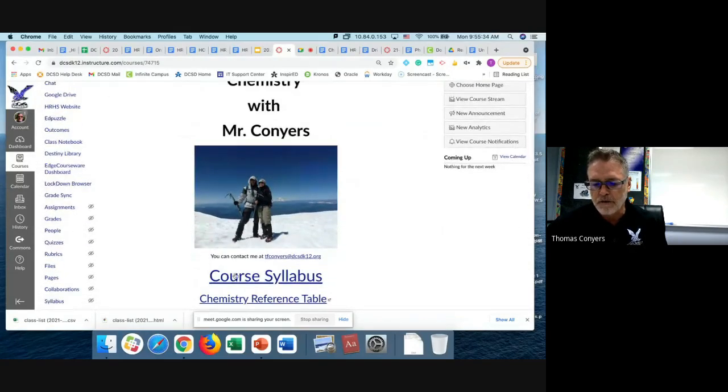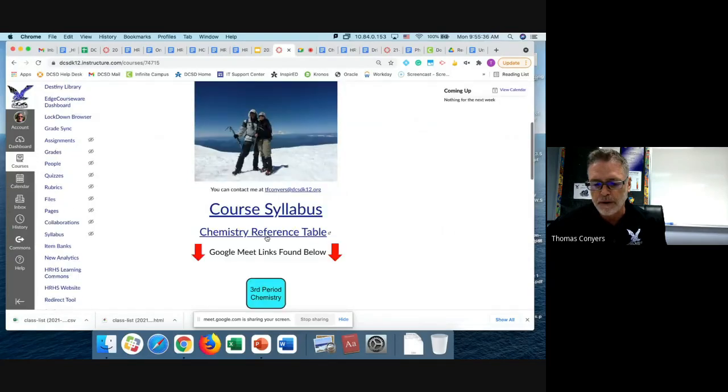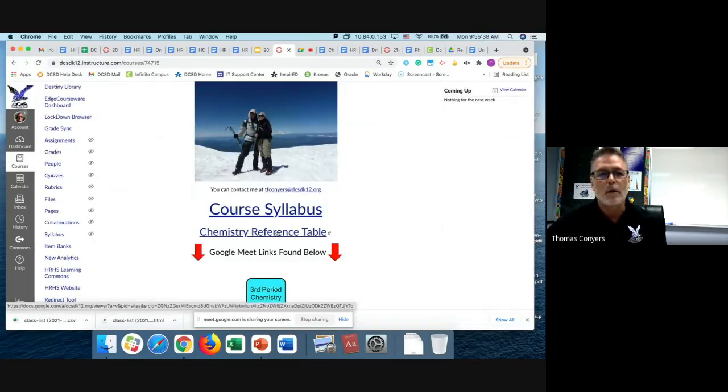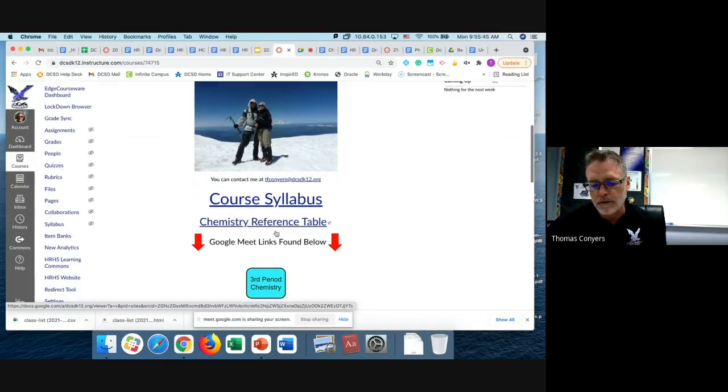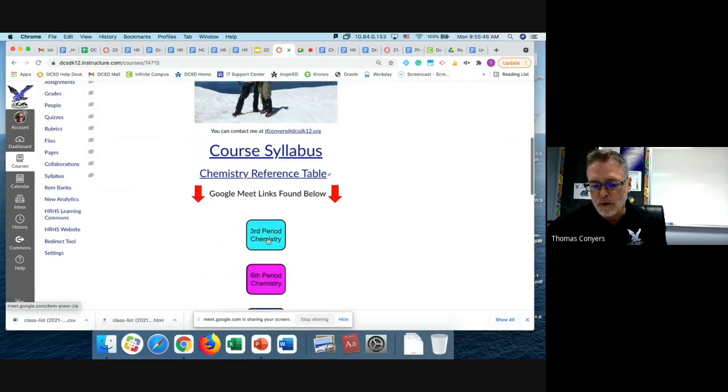Here's Canvas. If you look here, this is a course syllabus that we're going to be going over in just a minute. You're going to need a chemistry reference table. I'll give you a hard copy of that when you come to class. But during the year, sometimes it gets worn out or you just need a new one, and you can find that here.